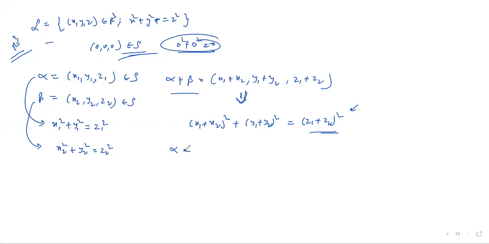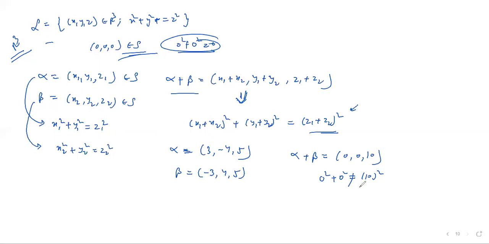Let's check it by an example. Let alpha be (3, -4, 5) and beta be (-3, 4, 5). Now alpha plus beta equals (0, 0, 10), where we can easily see that 0 square plus 0 square will not be equal to 10 square. So this does not form a subspace of R cube.